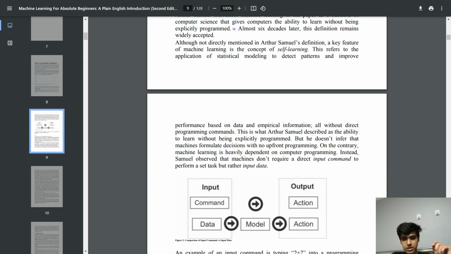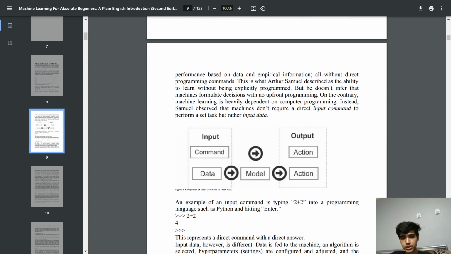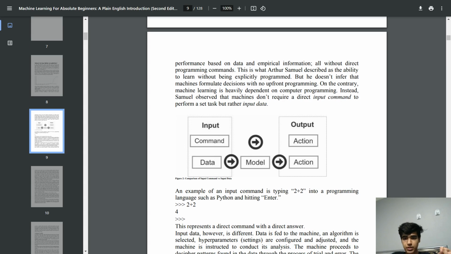As I said, it talks about that, and here we have a picture: the input, the model, and the output. The input in machine learning is always data, and the model stands in the center, learning from the input and giving you the output. But the traditional way is different: the input is already predefined and the output is already predefined. There is no model. The model makes a decision in machine learning based on the data, but in predefined programming it's not like that.